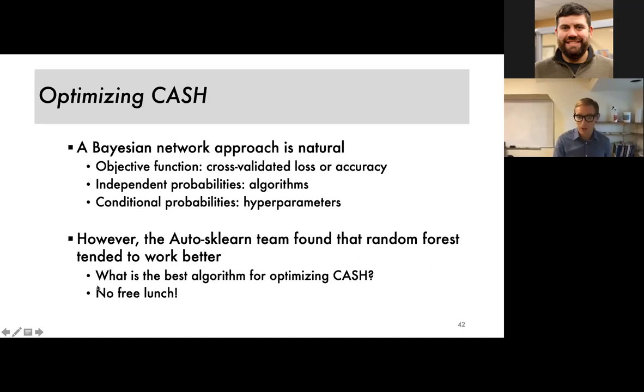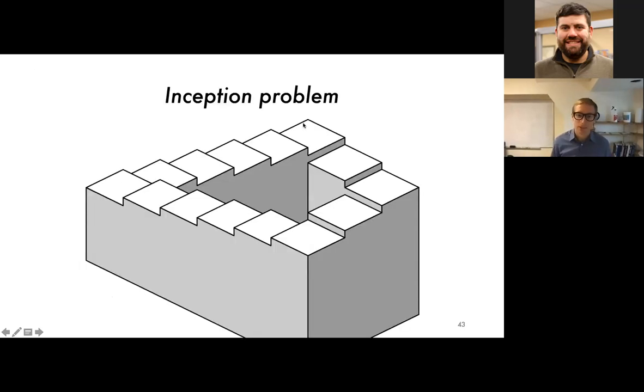Given, however, circling all the way back to the beginning, given the no free lunch theorem, there's actually not a best choice for optimizing this problem either. So in their experiments, they found that a random forest tended to work best, but in practice, that doesn't mean that that is the best algorithm for optimizing the problem of deciding what algorithm to use. So this is a little bit of an inception problem where we try to go one step back and automate each step of the machine learning process, but ultimately we're just faced with the same problem at every step, which is that there is no optimal solution.